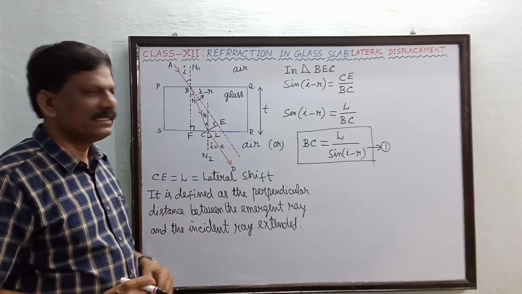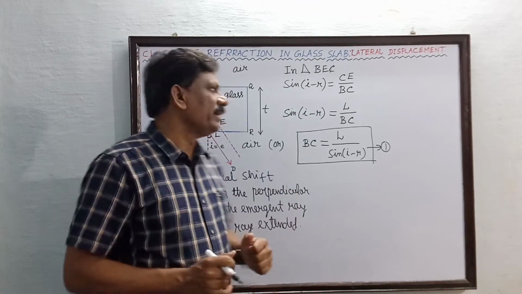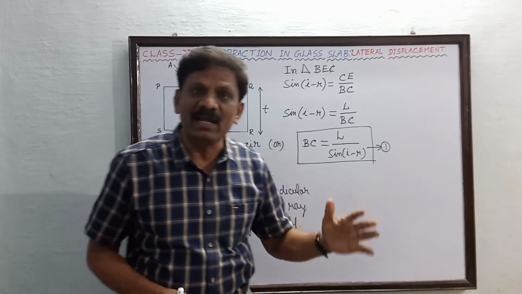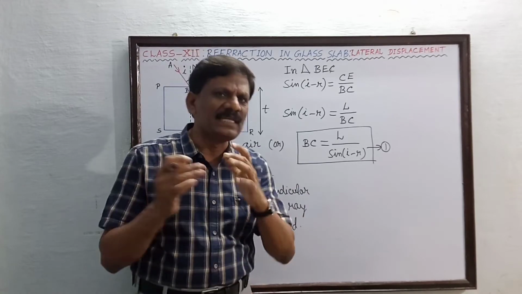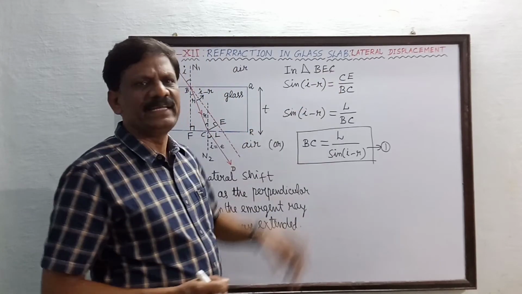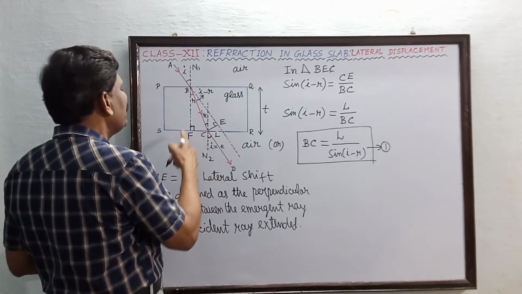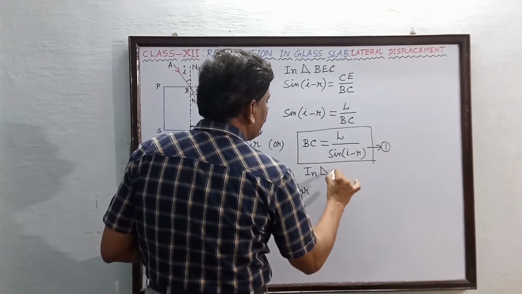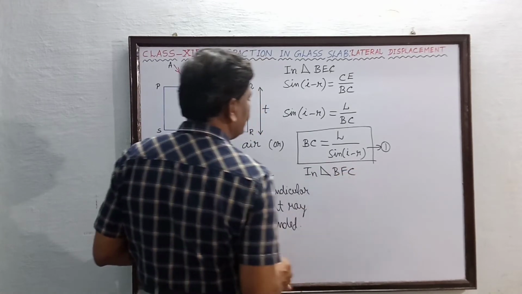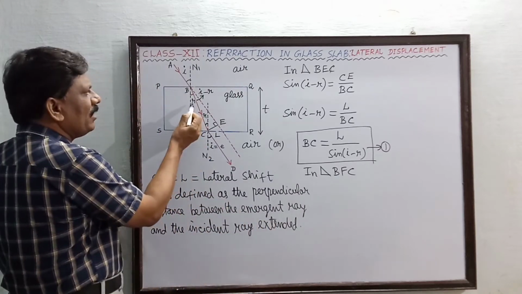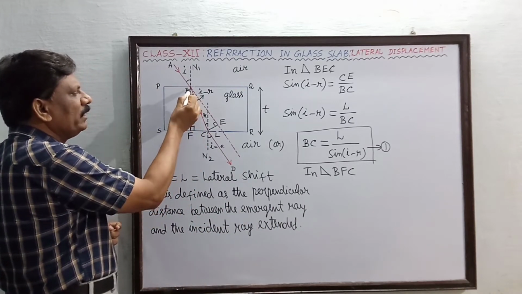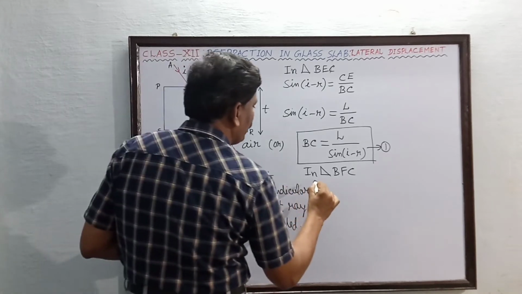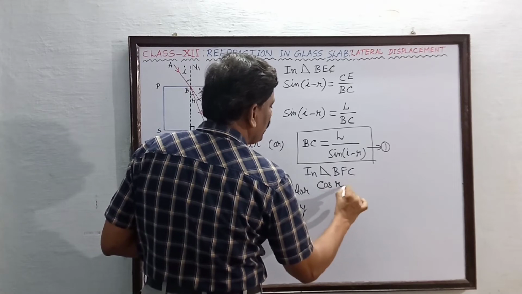So I have taken the right-angled triangle BEC and found the value of sine I minus R. Now the other right-angled triangle, instead of BEC, BFC, which is also right-angled. So in the right-angled triangle BFC, what is the value of cos of this angle R? BFC, you can see here, cos of this angle R, I will find out cos R.